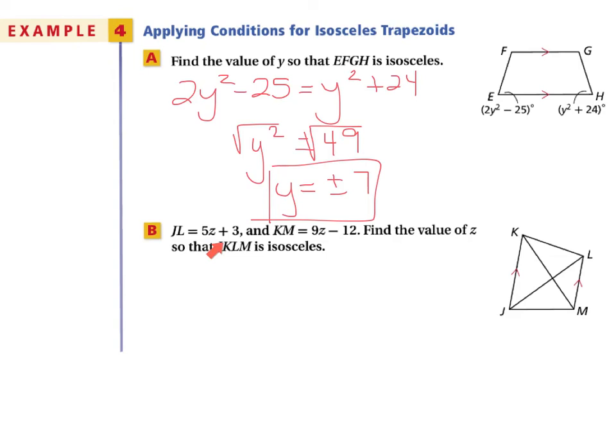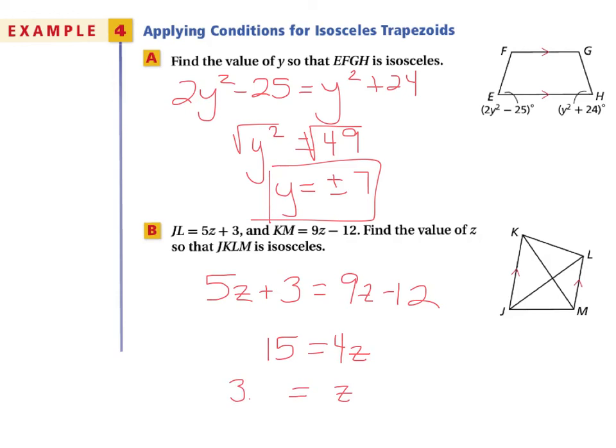In the second example, JL is equal to 5z plus 3, and KM is equal to 9z minus 12. Those are both the diagonals. So since both diagonals are equal in an isosceles trapezoid, their lengths are equal. So by substitution, I would plug them in. I would solve. And so the value of z would be 3 3/4.